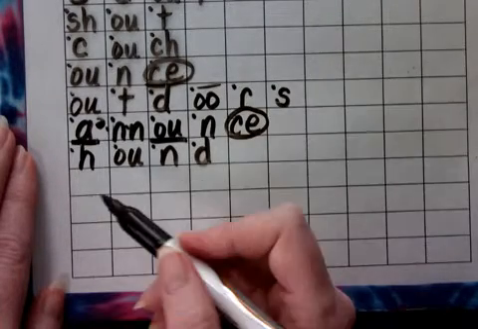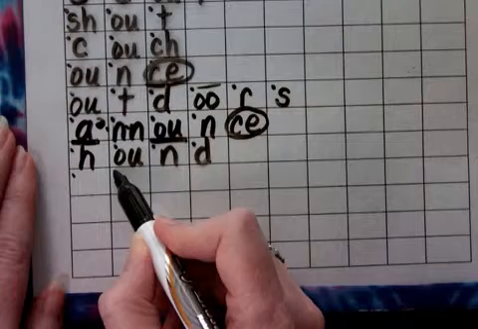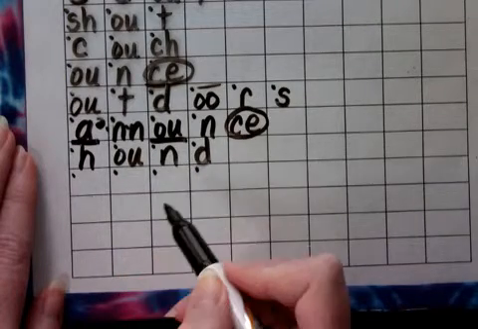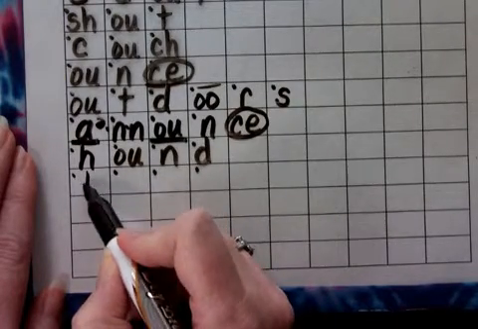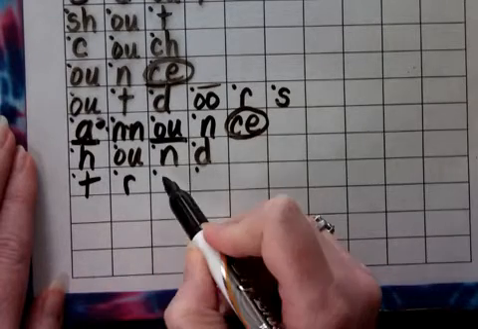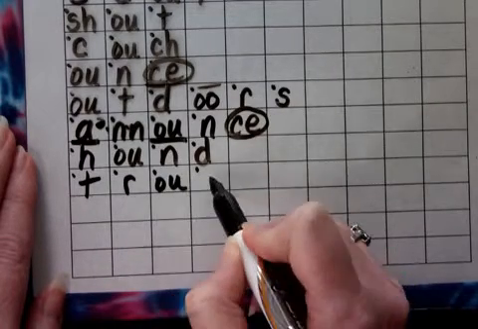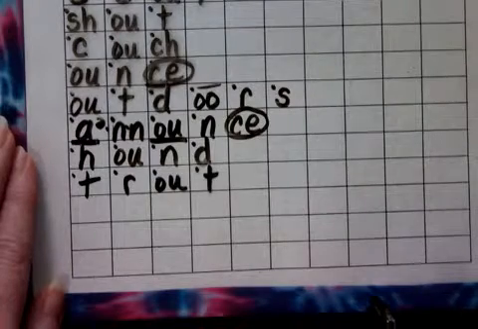Trout. I caught a trout. T, out. The first sound is t. Ow, t. That's an easy one. Trout.